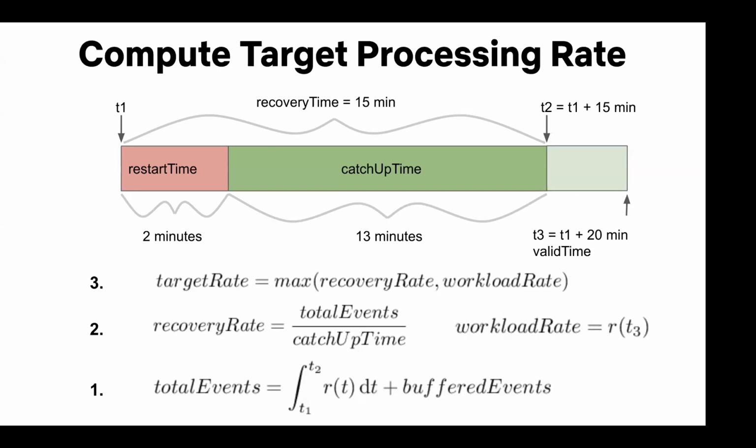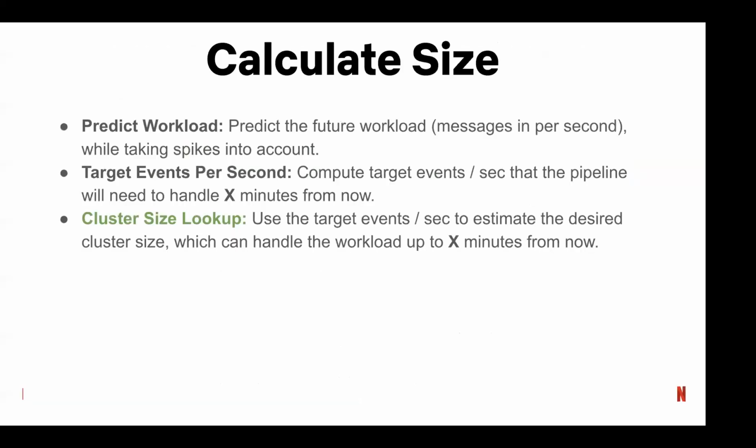Then we can compute the recovery rate, which is just the total number of events divided by the catch-up time. And then we can also compute a workload rate, which is just the predicted incoming event rate of the source topic by the end of the valid time. So then our target throughput rate for our router needs to be the maximum of the recovery rate and the workload rate. So now we have computed a target event rate for our router that needs to be rescaled.